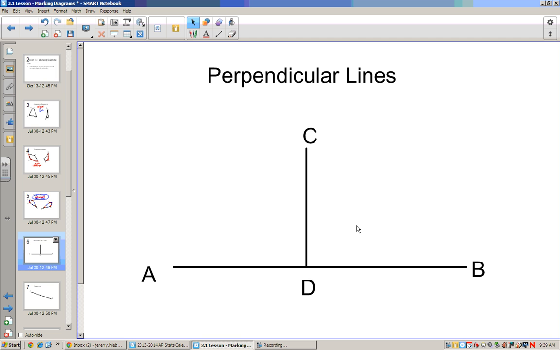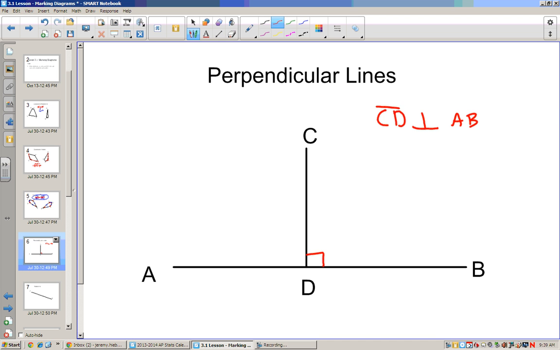All right, perpendicular lines. We learned about perpendicular lines. Perpendicular lines are two lines that meet at 90 degrees. How we show that is we just have a little right angle there showing that these meet at 90 degrees. Now that also means that this side is 90 degrees also. How we write that is CD is perpendicular to AB.